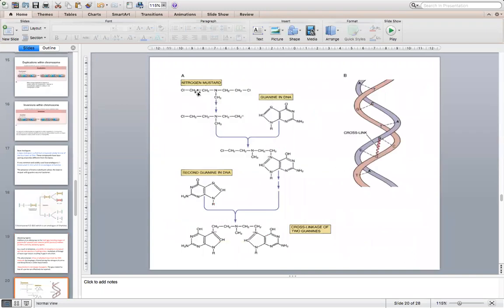So that's what I'm going to talk about. We have the nitrogen mustard. It gets attached over here. What it will do is attach the two bases.